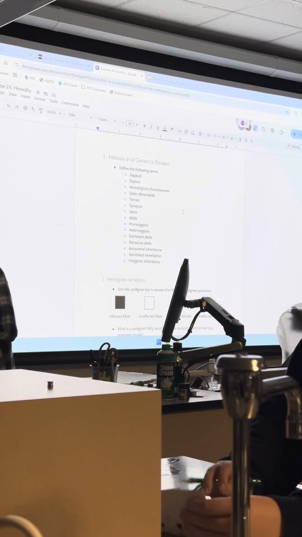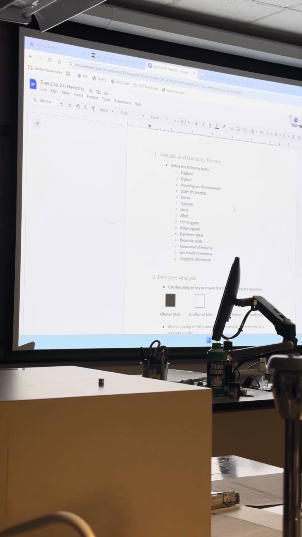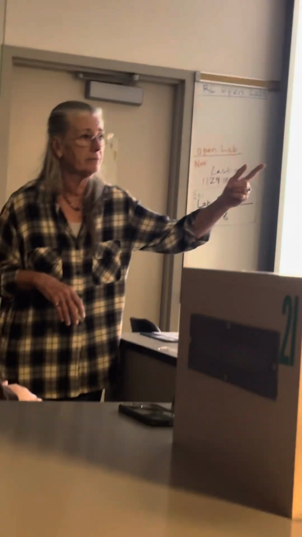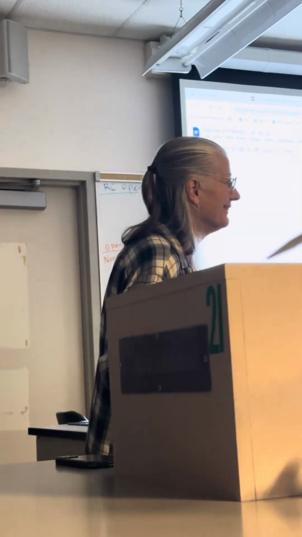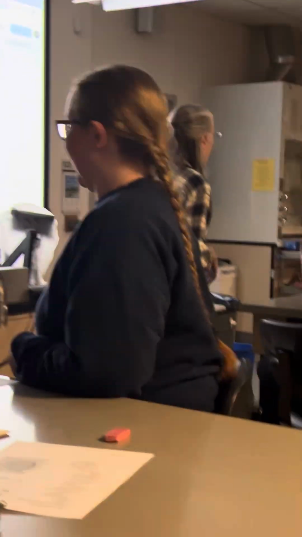So we all know what haploid means. Just one set of chromosomes. Diploid means two sets, right? 46. 23 for mom, 23 for dad.